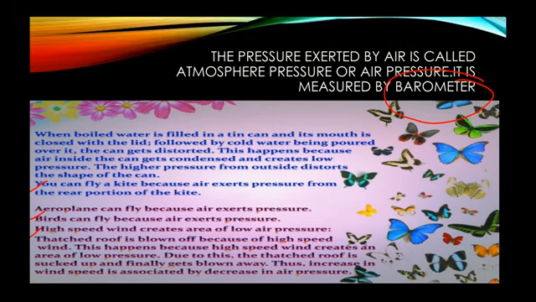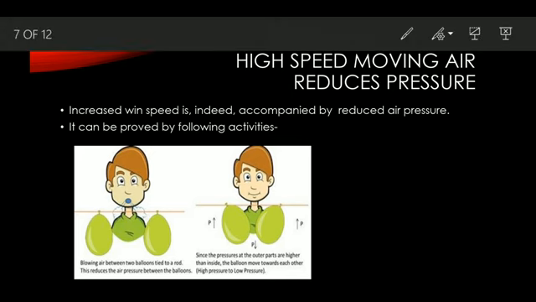That is the next property, and we are going to explain that whenever air is moving at very high speed, it always creates a low air pressure zone. And how can you prove this? By a simple activity, given here. An increase in wind is accompanied by reduced air pressure, and it can be proved by the following activities.